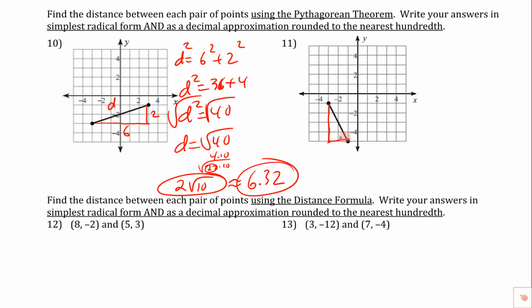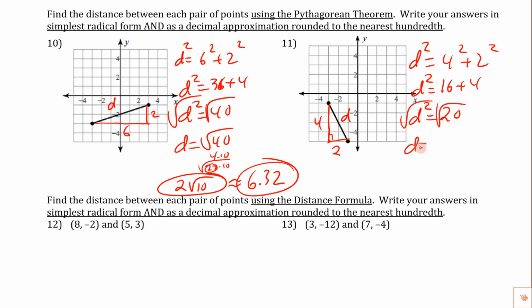Okay, let's take a look at this one. We'll draw a right triangle. This is 2. Easy to count those boxes. This is 4. So we'll do d squared equals, I'll go ahead and label that as d. We're going to do 4 squared plus 2 squared, leg squared plus leg squared. 16 plus 4. Interesting. We get a 20. Take the square root of both sides. So we get d equals the square root of 20, and that is a 2 times a 2 times a 5. So we get 2 radical 5.